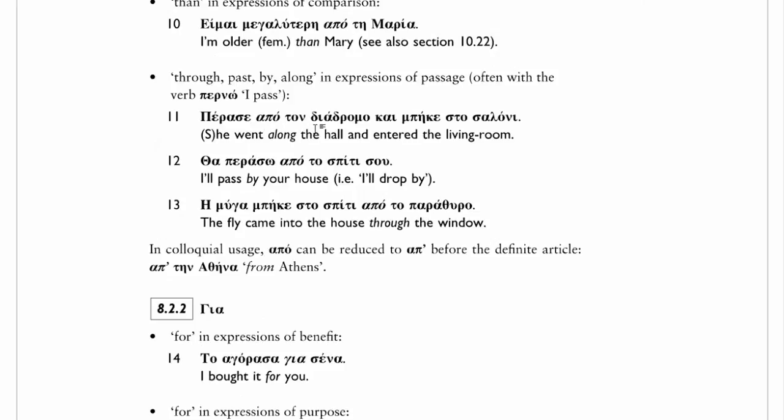Πέρασε από τον διάδρομο και μπήκε στο σαλόνι. So remember, μπ is the B sound, so μπήκε στο σαλόνι. She went along the hall and entered the living room. Θα περάσω από το σπίτι σου. I'll pass by your house, or I'll drop by.